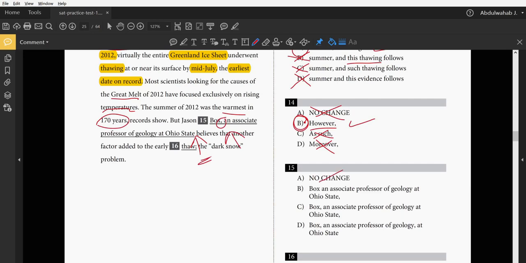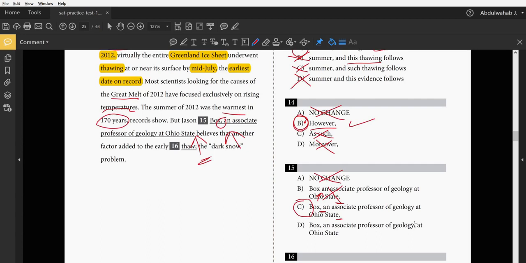So I'm not going to go with no change because I need change in the sentence. "Box, an associate professor of geology at Ohio State." Here they added the comma at the end, but there's no comma before the parenthetical element. So this makes B wrong. Now, "Box, an associate professor of geology at Ohio State," here I've got my two commas that I'm looking for. So C is looking good, but I'm going to go through D.